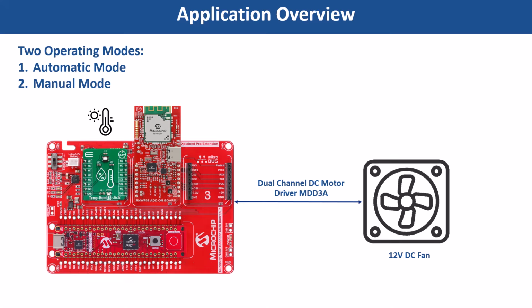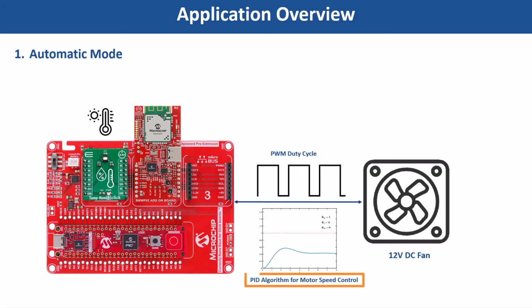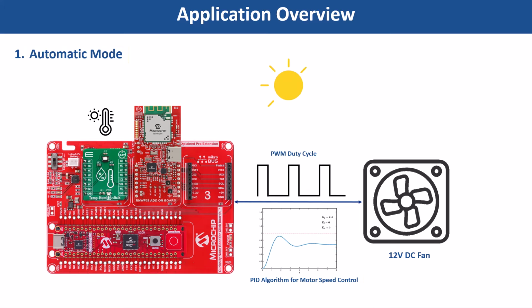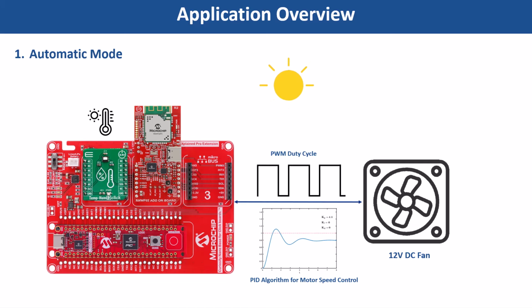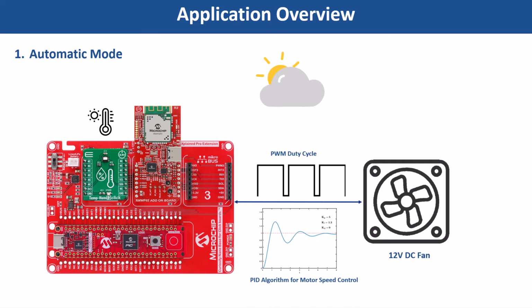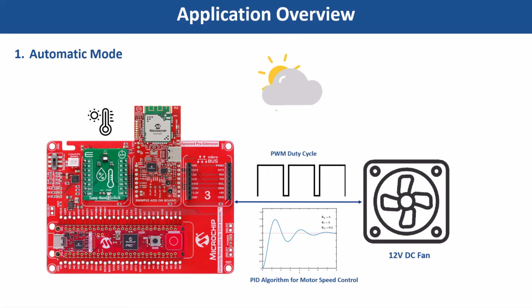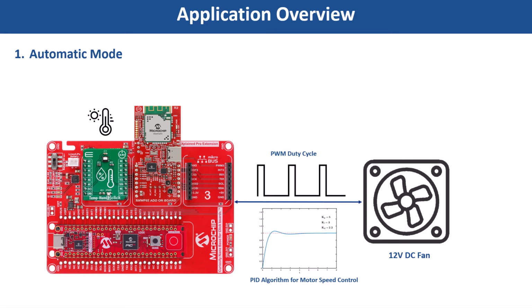This demo supports two operating modes, automatic and manual mode. In automatic mode, the motor speed is controlled using a PID algorithm. As the temperature rises, the PWM duty cycle increases, causing the fan to spin faster. Conversely, as the temperature drops, the fan speed decreases, ensuring optimal energy usage. All these adjustments occur seamlessly without requiring user intervention.